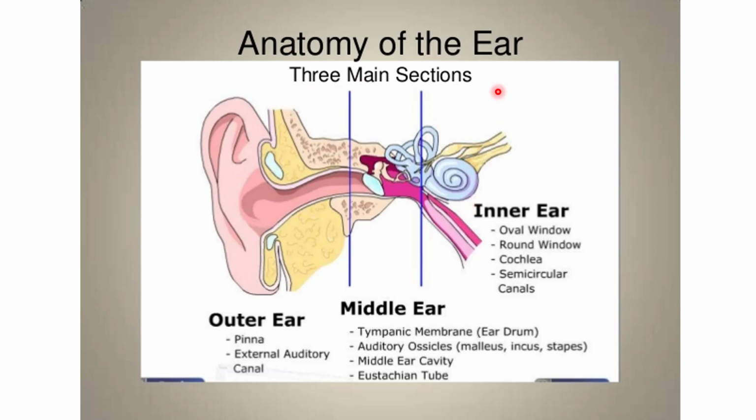In three main sections we will be studying: outer ear, middle ear and inner ear. I have explained most of the things to you. You will just be revising. This is the pinna part, this is the external auditory canal. Okay, so this much is the outer ear, which is also called the external ear. So what we see is the pinna.